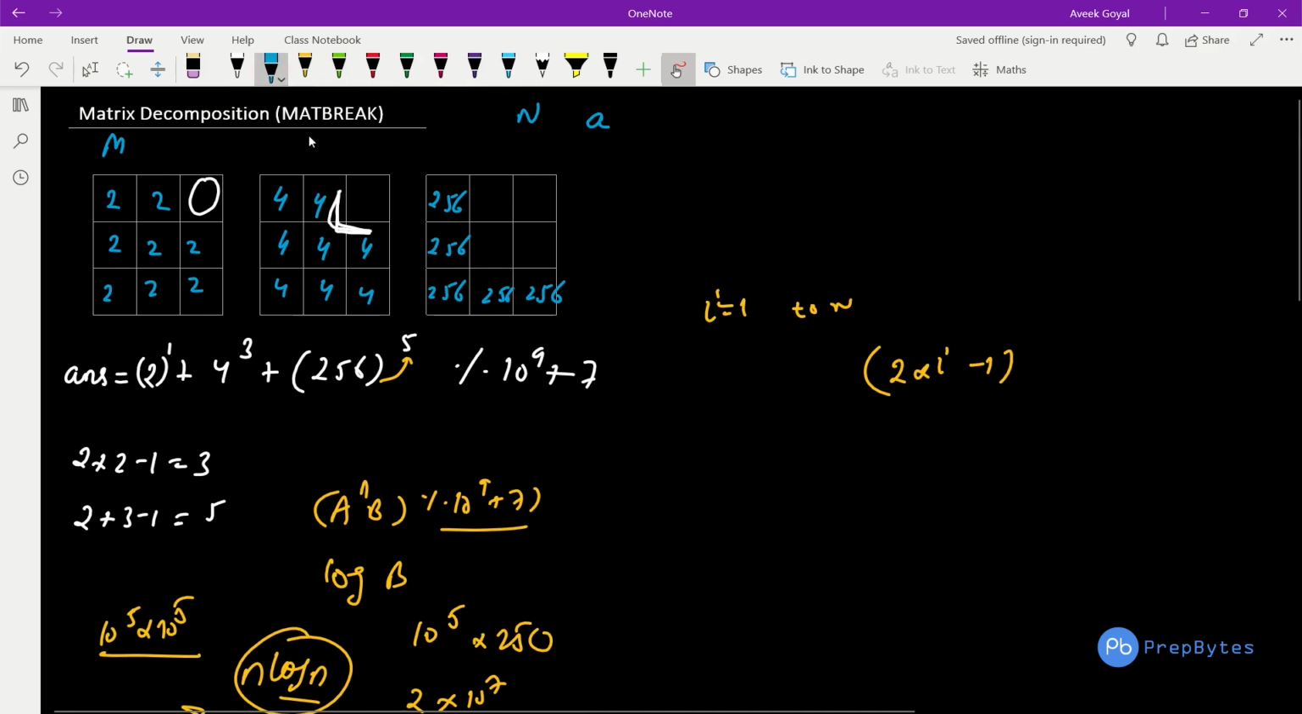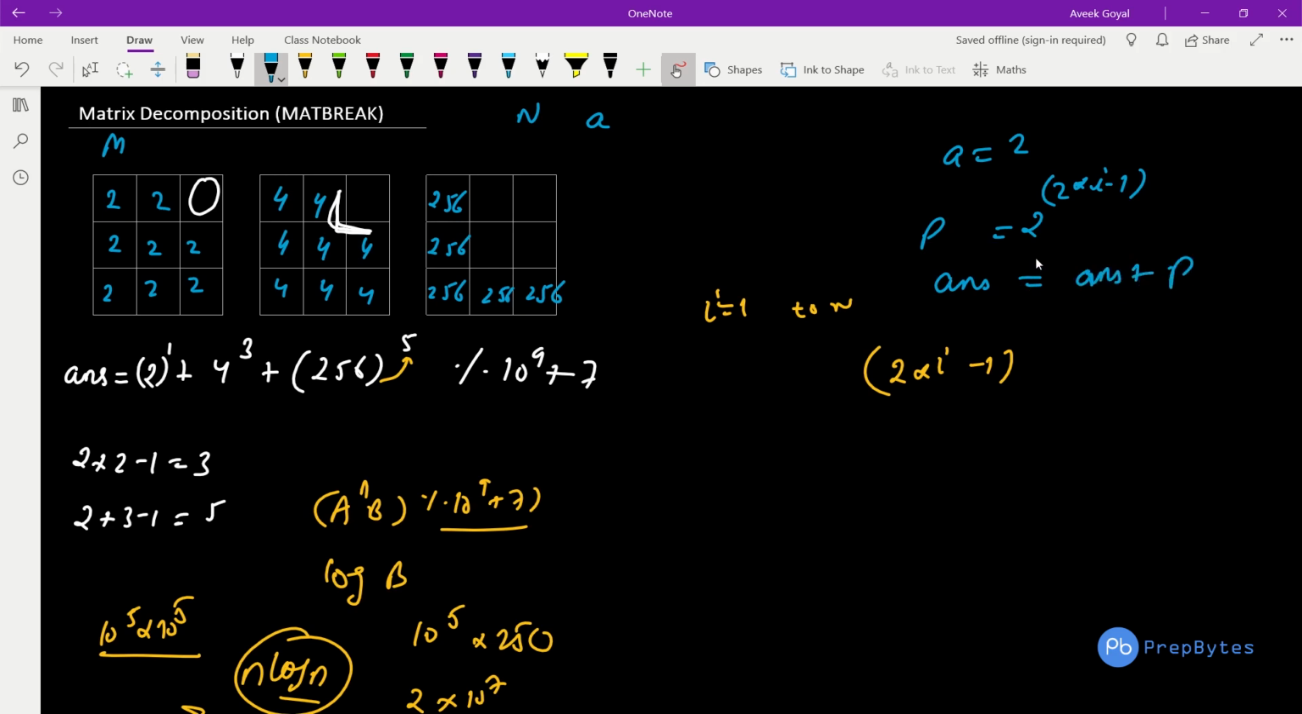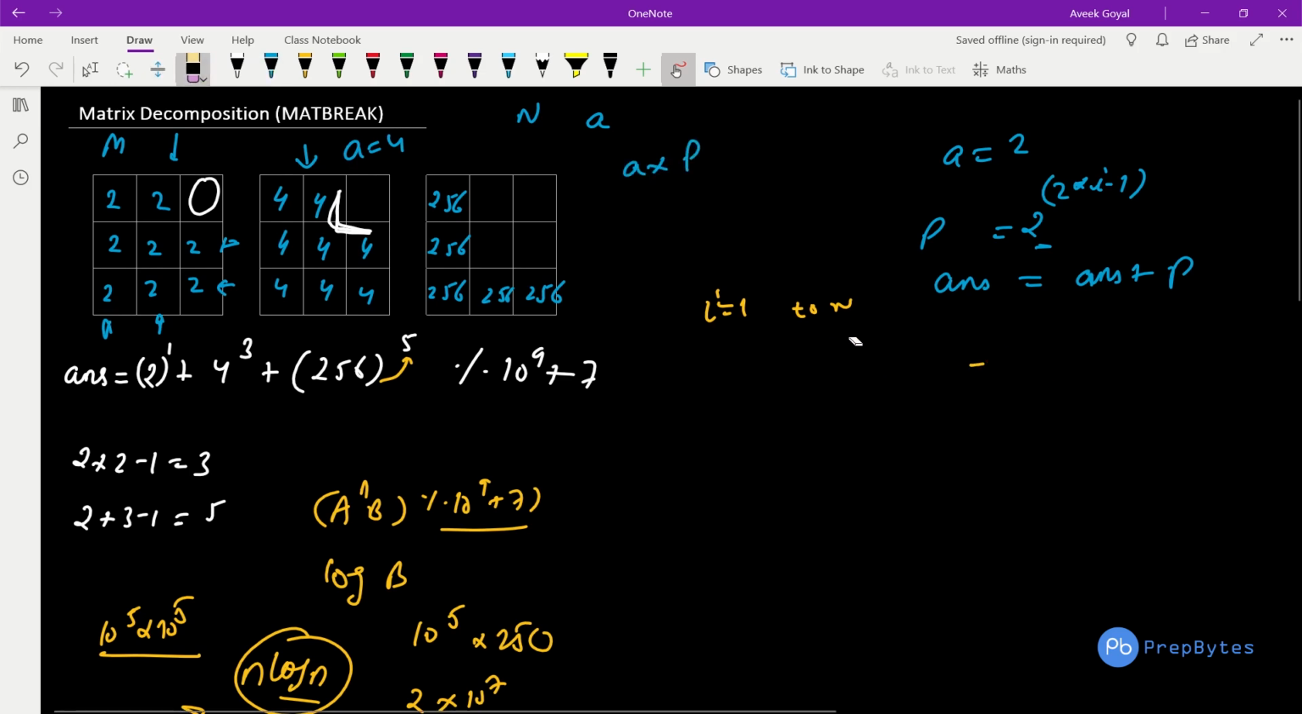So how this is happening is very simple. Just see, a value was 2. It was raised to the power of 2 into i minus 1. This was stored in some other variable, let's say p. Then this p was added into our answer, answer plus equals p. Now whatever this value of p was, it was multiplied with the rest of the elements. So for this particular matrix, new a was 4, and this 4 is nothing but the previous a multiplied by p. Fine. So just write this much and it's done.